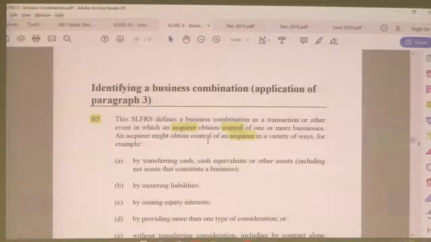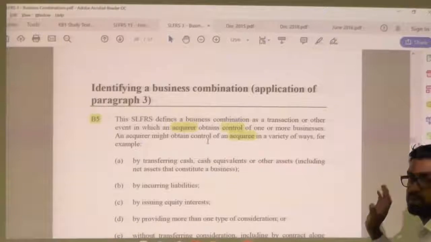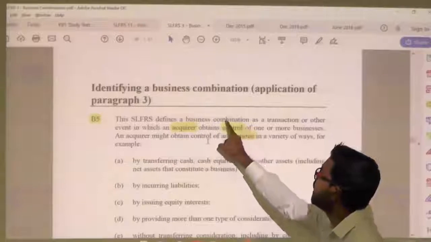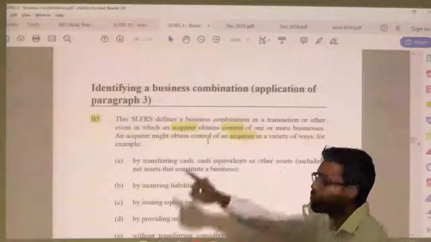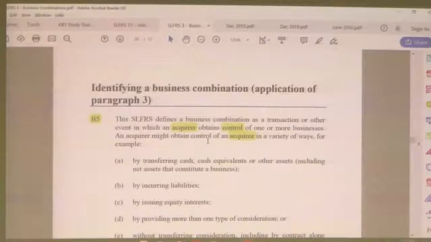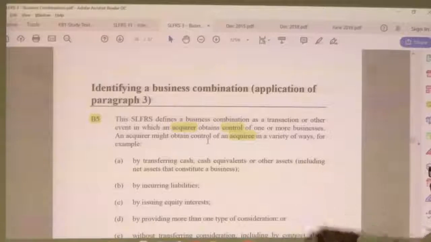An acquirer might obtain control of an acquiree in a variety of ways. For example, these are the points, right? What we need to understand, very important. Acquirer obtains control. When you define this word control, there are factors. You should be able to direct relevant activities. What do you mean by relevant activities? What do you mean by direction? All these things we have to discuss in detail later on, right? For the time being, understand, the acquirer should be able to control the acquiree.